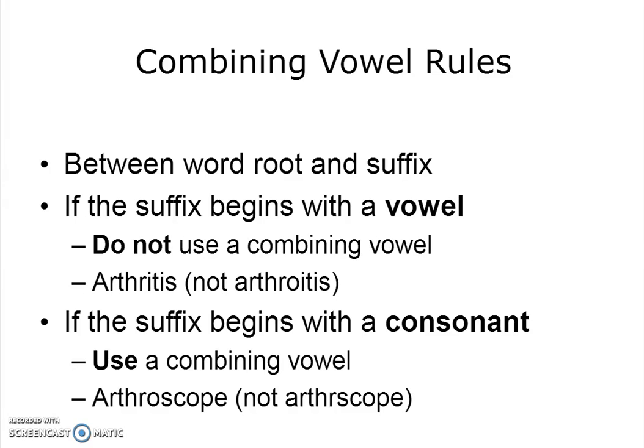If the suffix begins with a consonant, we would use the combining vowel, and we would typically use the combining vowel O. For example, in the word arthroscope, arthr means joint, scope means examine. Since the suffix begins with a consonant, we would add the combining vowel to connect the two parts together to come up with arthroscope.